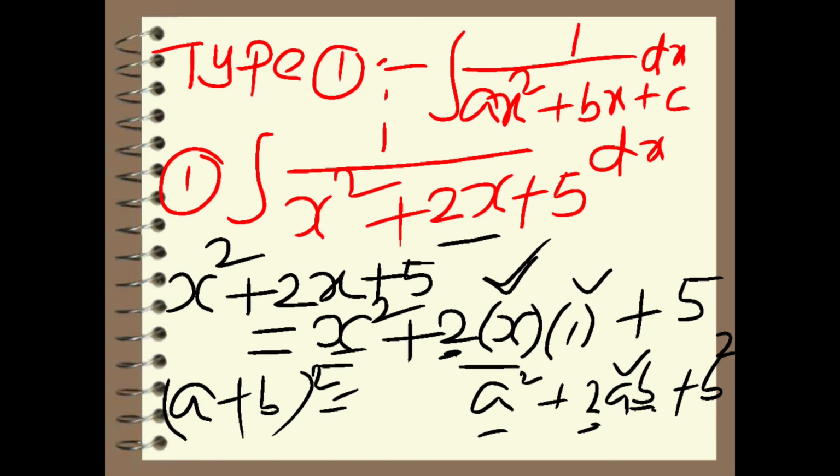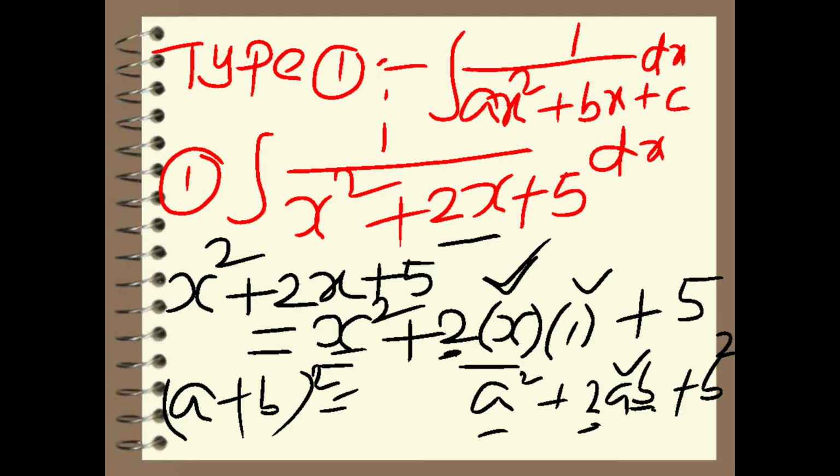So step number 2, you have to identify what is the number in the place of b. In a plus b whole square or a minus b whole square, if plus is there, you have to compare with a plus b whole square. If minus is there in front of a linear term, you have to compare with a minus b whole square.